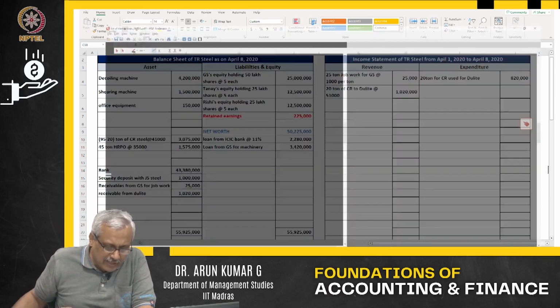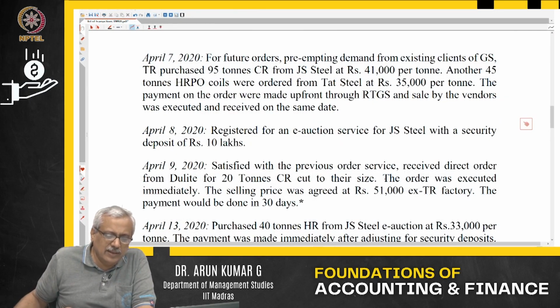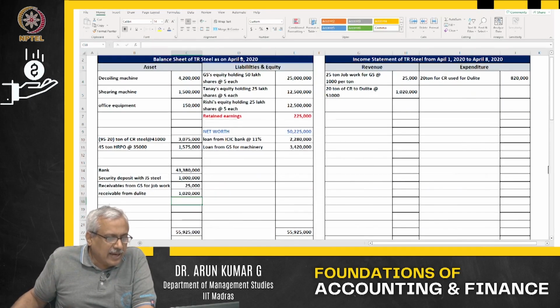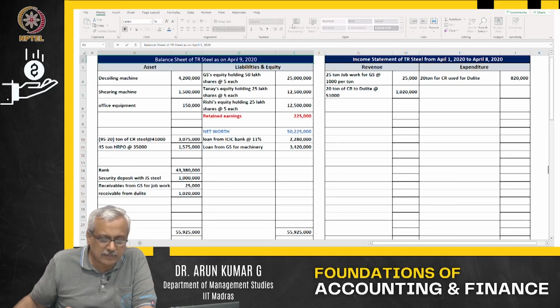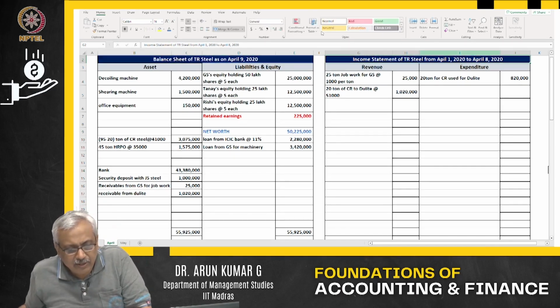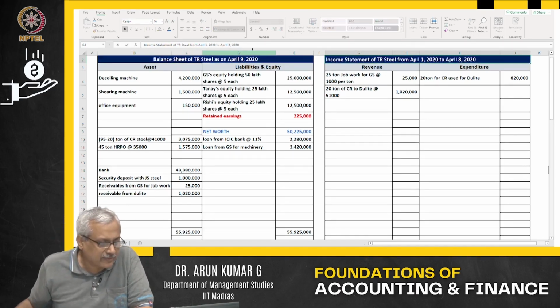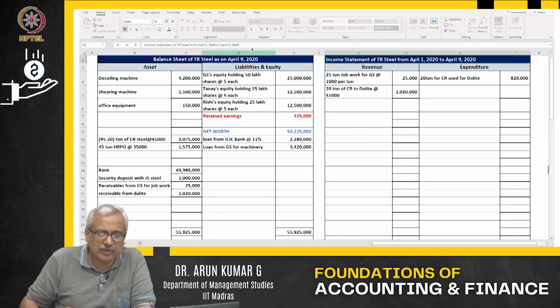Now, I go back to the statement out here. Oh, I am sorry, I didn't correct the date. Yeah, this is not as of April 8, this is as of April 9. Thanks, Suhail, for pointing out. This is from 1st April to 9th April as of date. Out here, this is 1st April to 9th April.